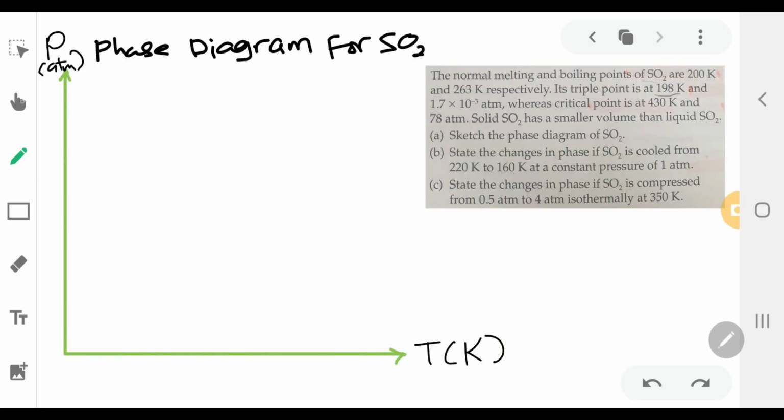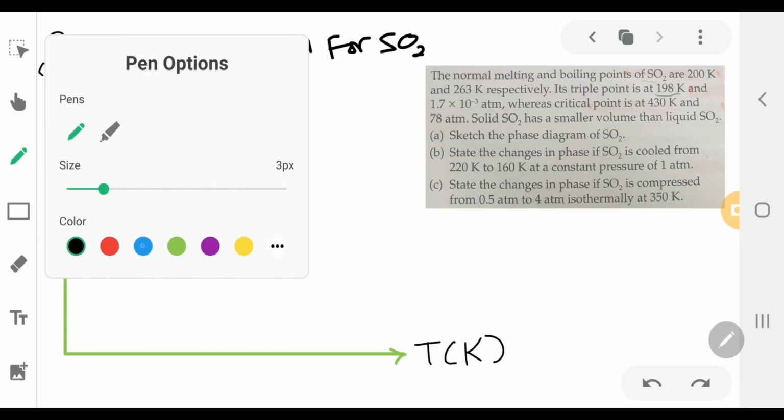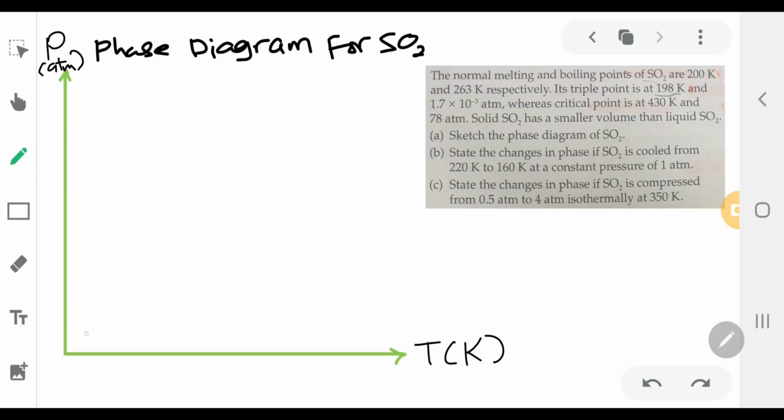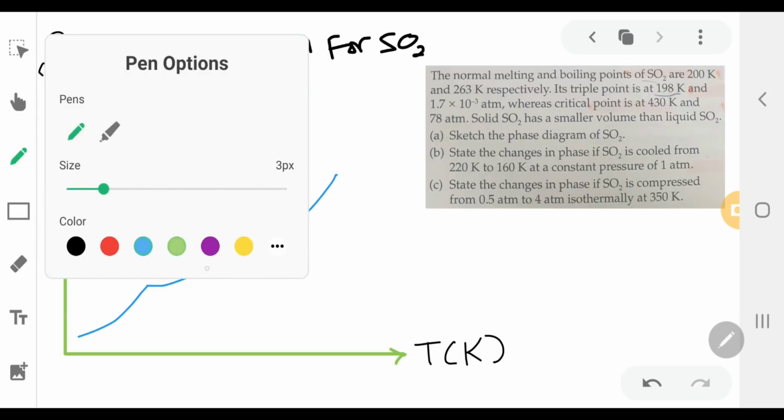So, as usual, you need to have the axis for pressure right over here, and you need to draw the axis for temperature right over there. And remember, in the question, the temperature will be in Kelvin, so you put K, and the pressure will be in atmospheric pressure, so you put ATM. The first thing we need to do is draw the two curves. So you have the small curve and the big curve. And then we're going to draw the slope.